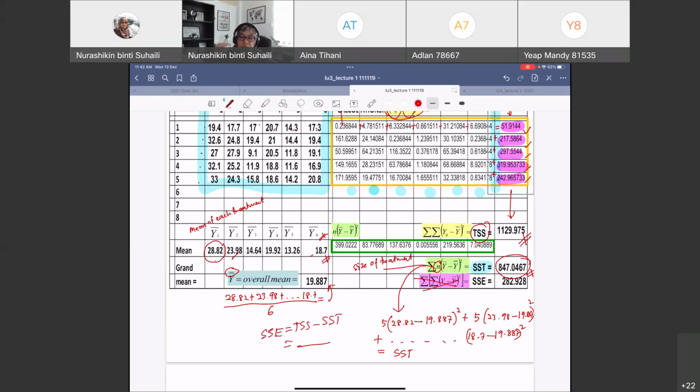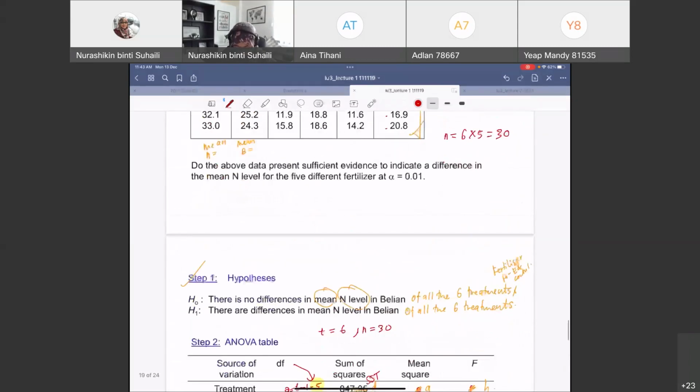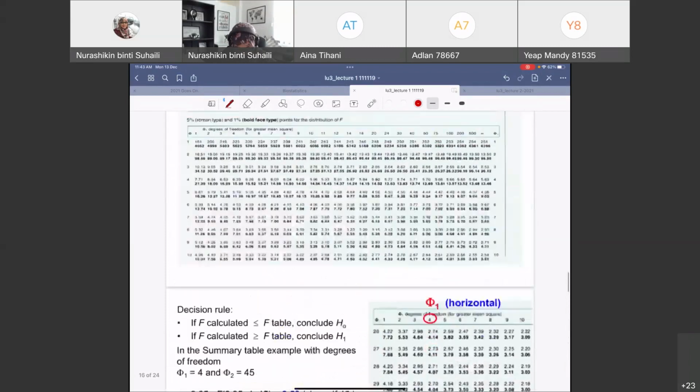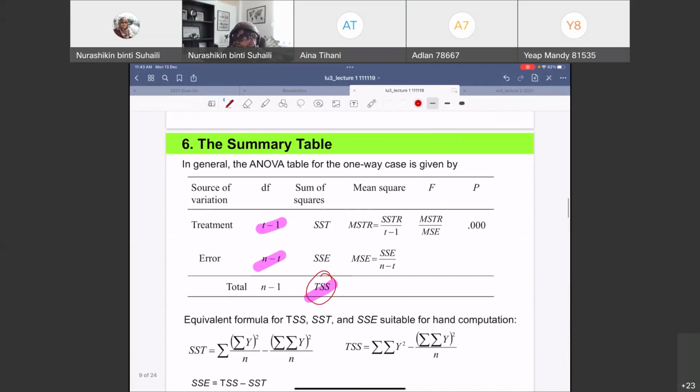So every value that you solve in this table will affect each other. So if your SST is not correct, then it will affect the SSE and so on. Okay. So that's how you solve SST, SSE. Now what else? You have to solve for the, remember the table again. Okay, now see. So you have solved for SST, SSE, and also TSS.